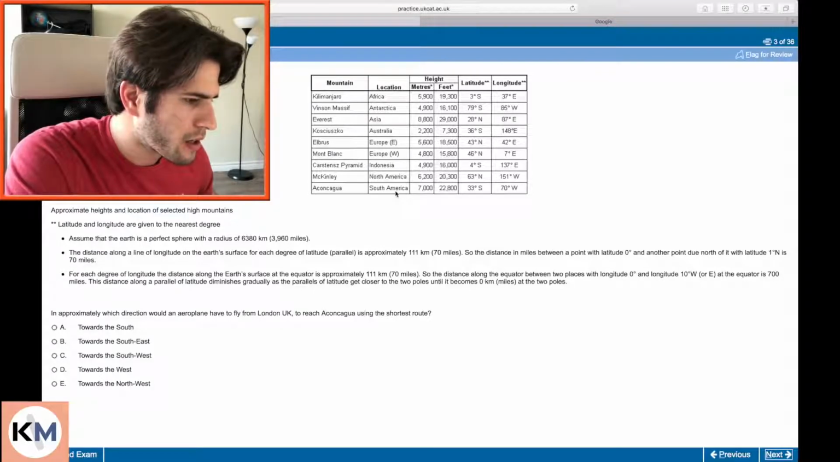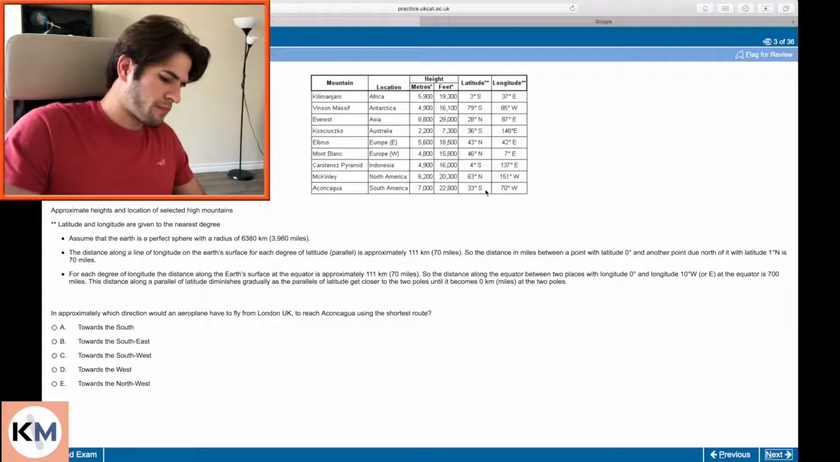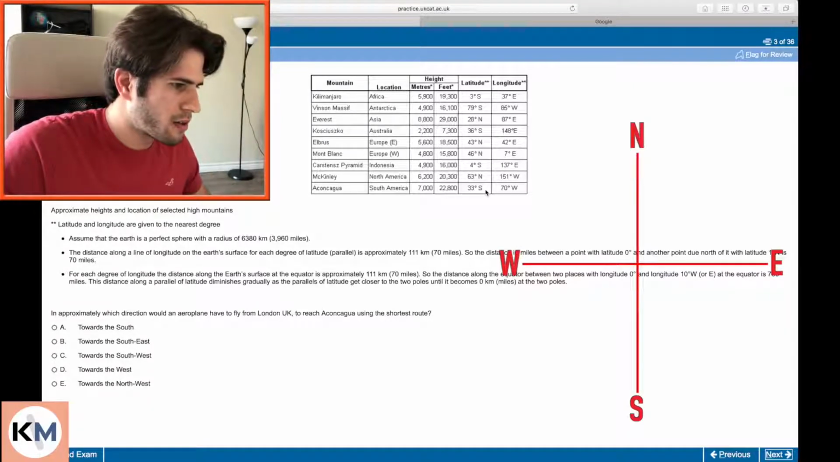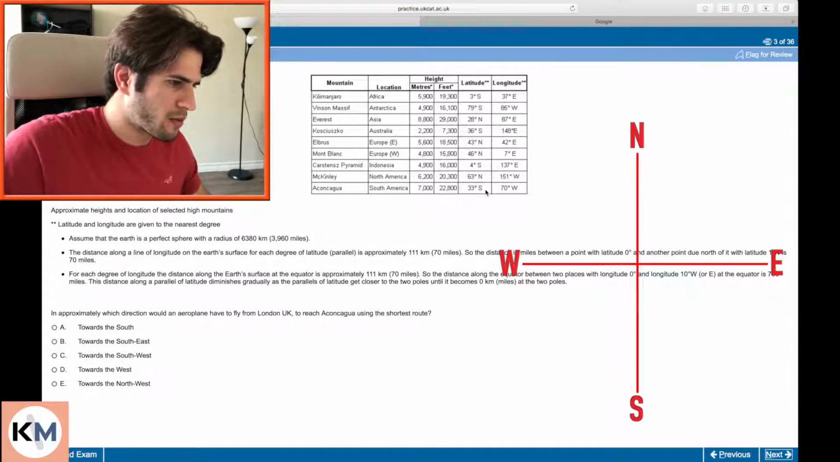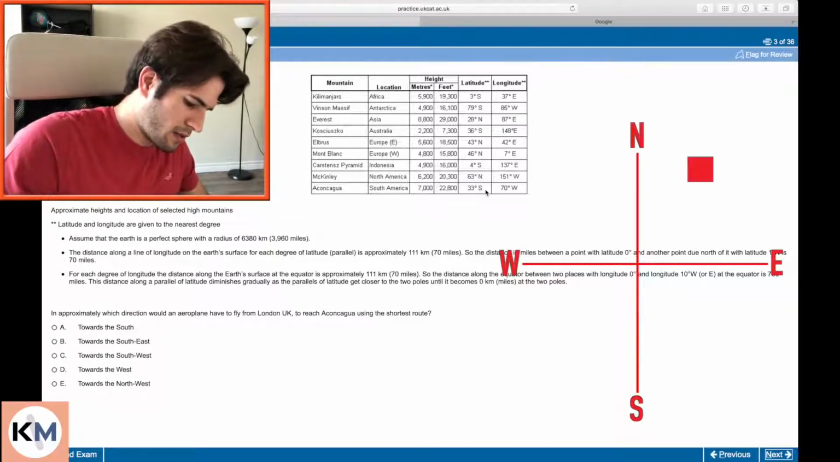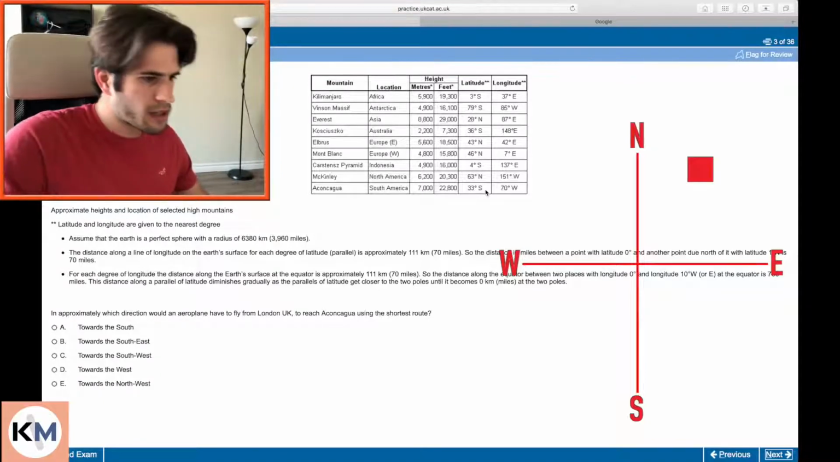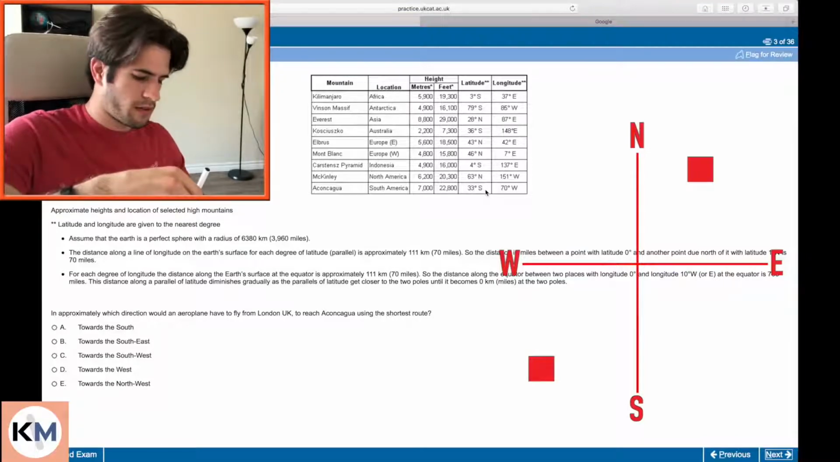It's here, South America. 70 west, 33 south. I'm just going to quickly draw a compass and see if I can figure this out. Europe, yeah, so England is on the west of Europe, so that's 46 north, something east, somewhere here, and Aconcagua is 33 south, 70 west, somewhere here. So this is southwest.